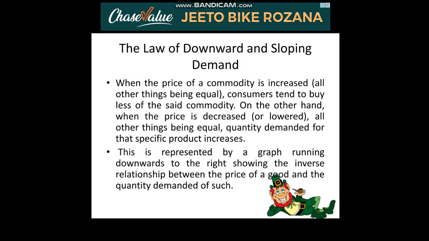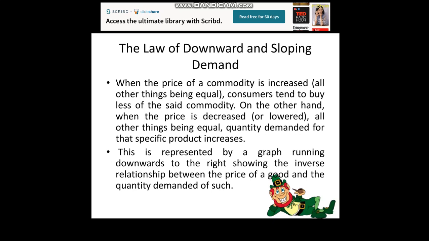The law of downward sloping demand. When the price of a commodity is increased, all other things being equal, consumers tend to buy less of the said commodity. On the other hand, when the price is decreased or lowered, all other things being equal, quantity demanded for that specific product increases. This is represented by a graph running downwards to the right, showing the inverse relationship between the price of a good and the quantity demanded of such.